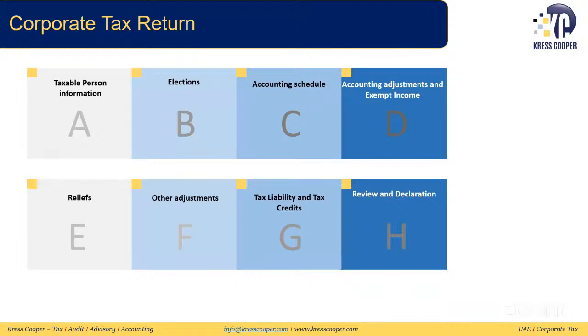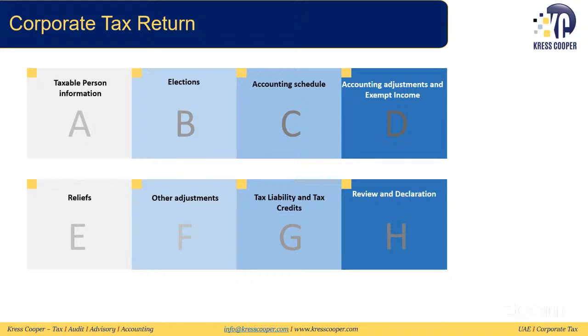So if you look at the corporate tax return itself, there are eight portions. It starts out with the taxable person information. Then elections are there that need to be made in the return. Some of them are elections that are required in the first return, and they will not be repeated in the subsequent returns. Some of them you will need to make in each return as applicable. Then we have the accounting schedule. This is the information flowing from your financial statements, the balance sheet, the income statement, and other schedules.